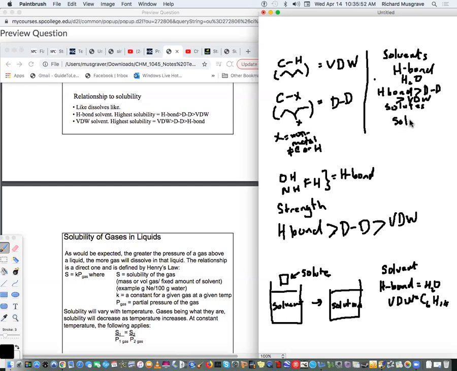And for the solvent that is Van der Waal, then it's going to be Van der Waal is greater than dipole dipole is going to be greater than H bond. And again, these are solutes. All right, does anybody have any questions?